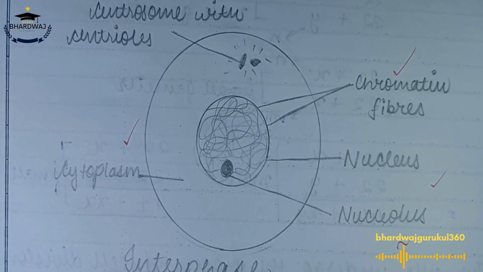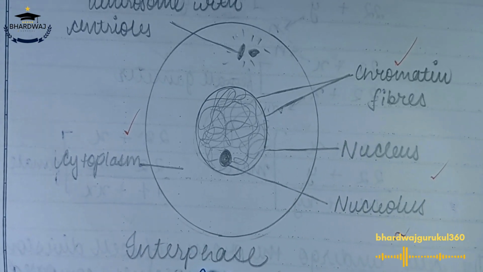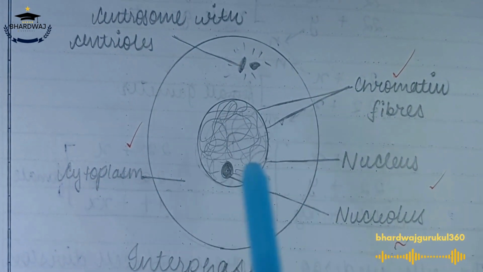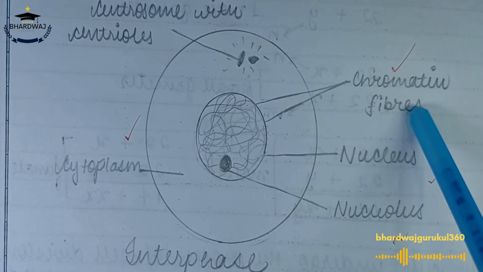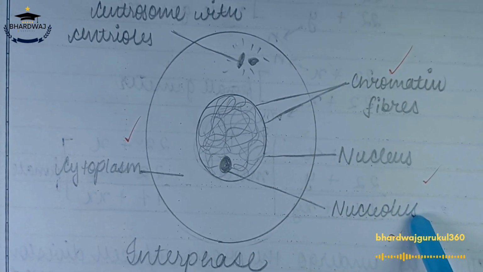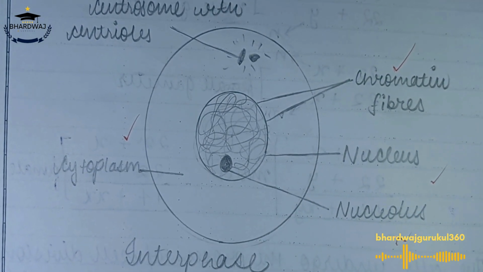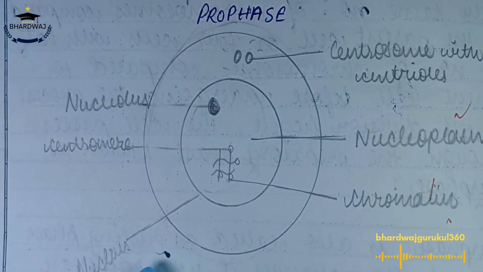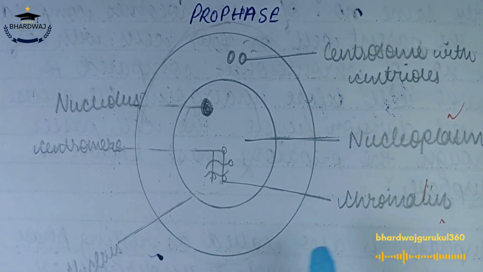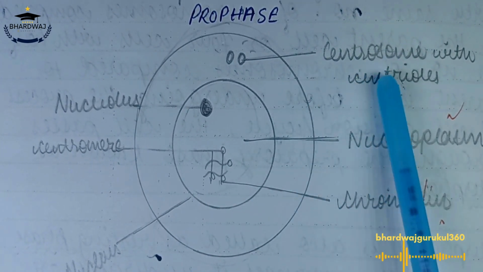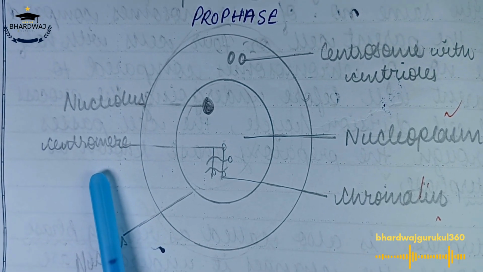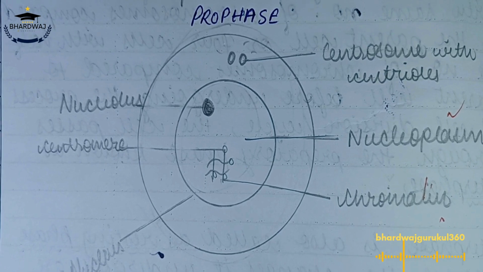So you can see the diagram of the interphase state of the cell where centrosome with centriole is visible, cytoplasm is visible, chromatin fibers is visible, and the nucleus and the nucleolus are also visible. Now let's move on to the next stage, that is the prophase. Here you can see the nucleus, the chromatin fibers are arranged, the nucleoplasm, centrosome with centriole, nucleolus, and the centromere becomes visible during the prophase.